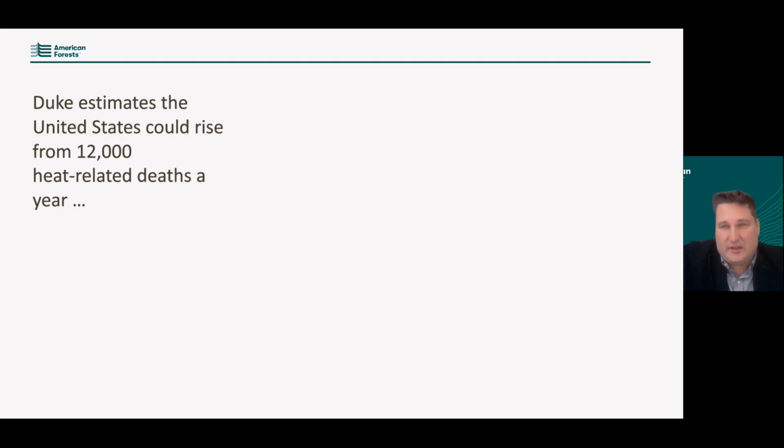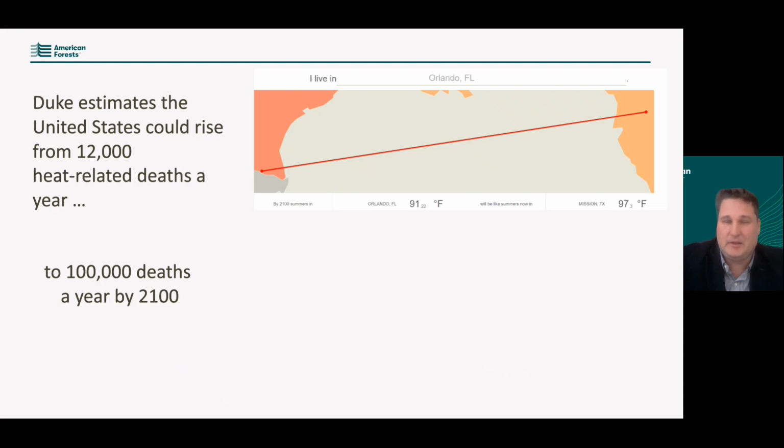So what this means is a life and death difference. Duke estimates that there's about 12,000 heat-related deaths in the US every year currently, and that could get up to 100,000 by the end of this century without an intervention. You can find on my LinkedIn page a study that just came out about European cities. If they can increase their average tree cover from today's 15% to 30%, they can reduce heat-related deaths by about 40%. So this is life-saving infrastructure that we are working in.